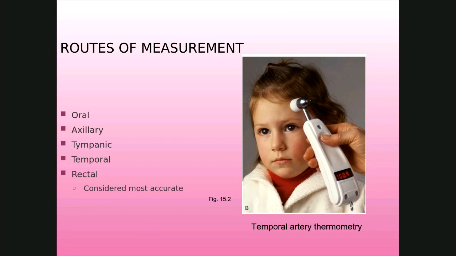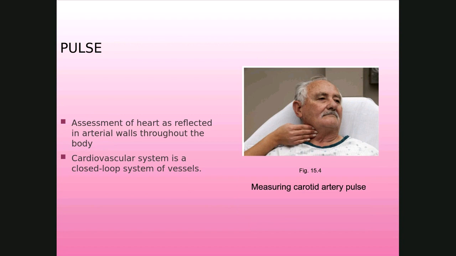After we take body temperature, the next one we will look at is pulse rate. The pulse rate is an assessment of the heart as reflected in the arterial walls throughout the body. The cardiovascular system is a closed loop system of vessels. And in this picture here, they are actually measuring the carotid artery pulse.